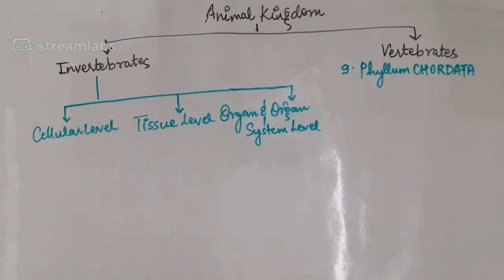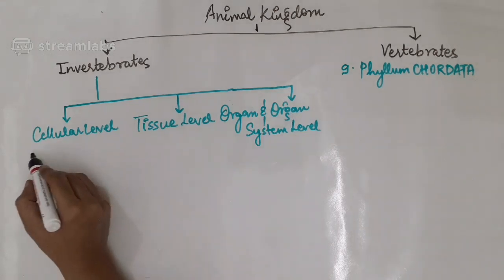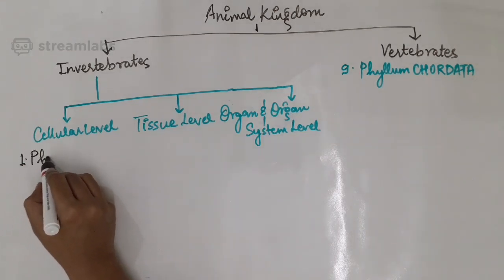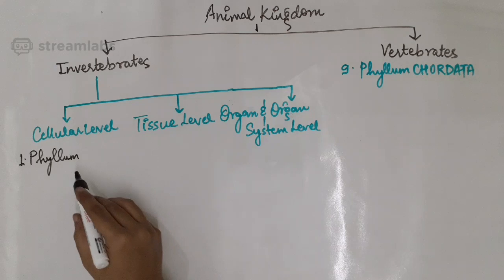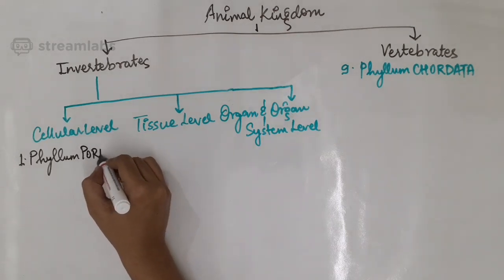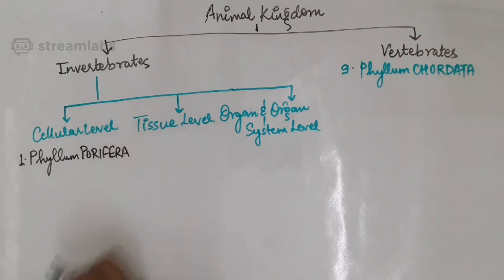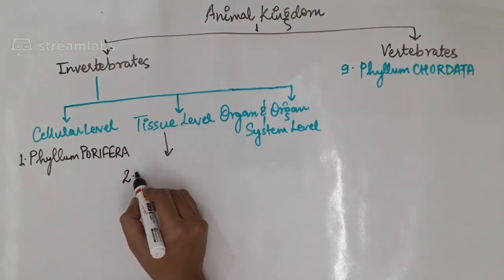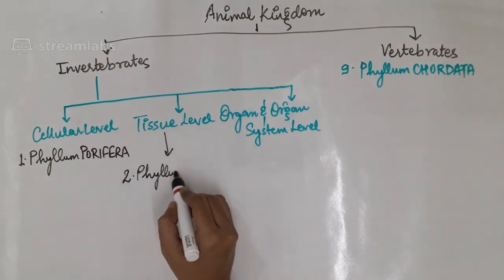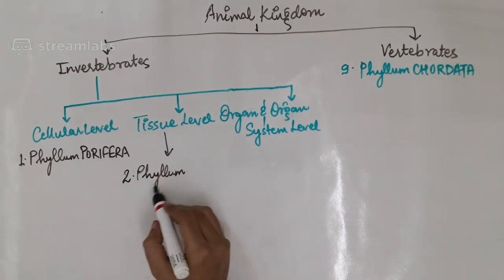The cellular level, consisting of the first phylum, which is the simplest, is the phylum, what was it? Porifera. Phylum Porifera. Then the second phylum comes under the tissue level, that is called phylum Porinidae. Nide means Cnidaria.